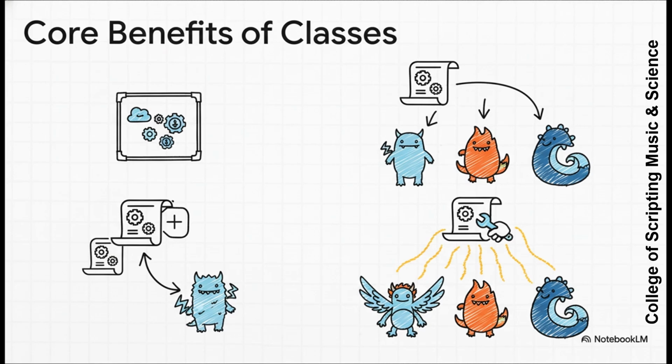It's also scalable. Need to add a new fire type creature? Easy, just extend the base class. And maybe most importantly, maintainability. If you need to change how all creatures attack, you don't have to fix it in 100 different places. You fix it once in the main creature blueprint, and every single creature automatically gets that update. It's just so clean and efficient.